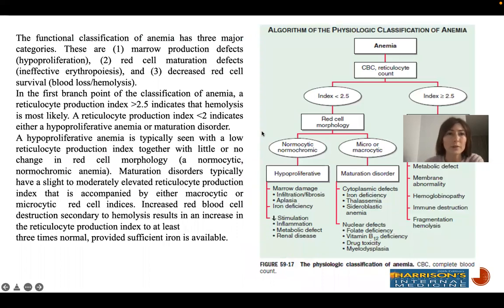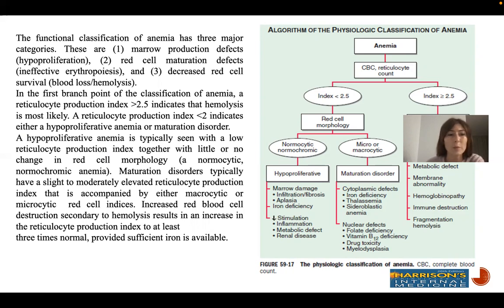The functional classification of anemia has three major categories. There are marrow production defects, red cell maturation defects, and decreased red cell survival. In the first branch point of the classification of anemia, reticulocyte production index more than 2.5 indicates that hemolysis is most likely. Reticulocyte production index less than 2 indicates either a hypoproliferative anemia or maturation disorder.